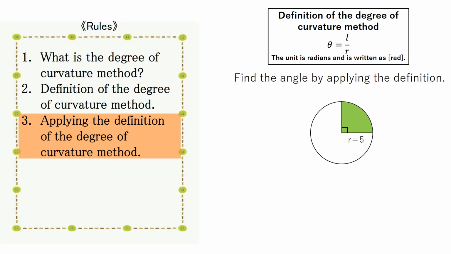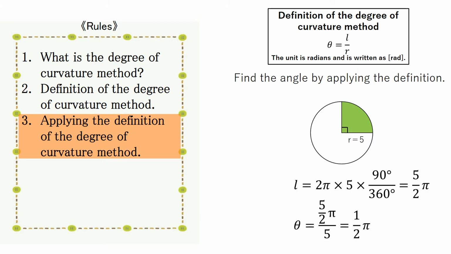Let's apply the definition to find the angle. The radius of the arc is r equals 5 and is a 90-degree fan. The length of the arc is l equals 2 pi times 5 times 90 divided by 360, which is reduced down to 5 pi over 2. Applying the definition, we get theta equals 5 pi over 2 over 5, which is reduced down to pi over 2.